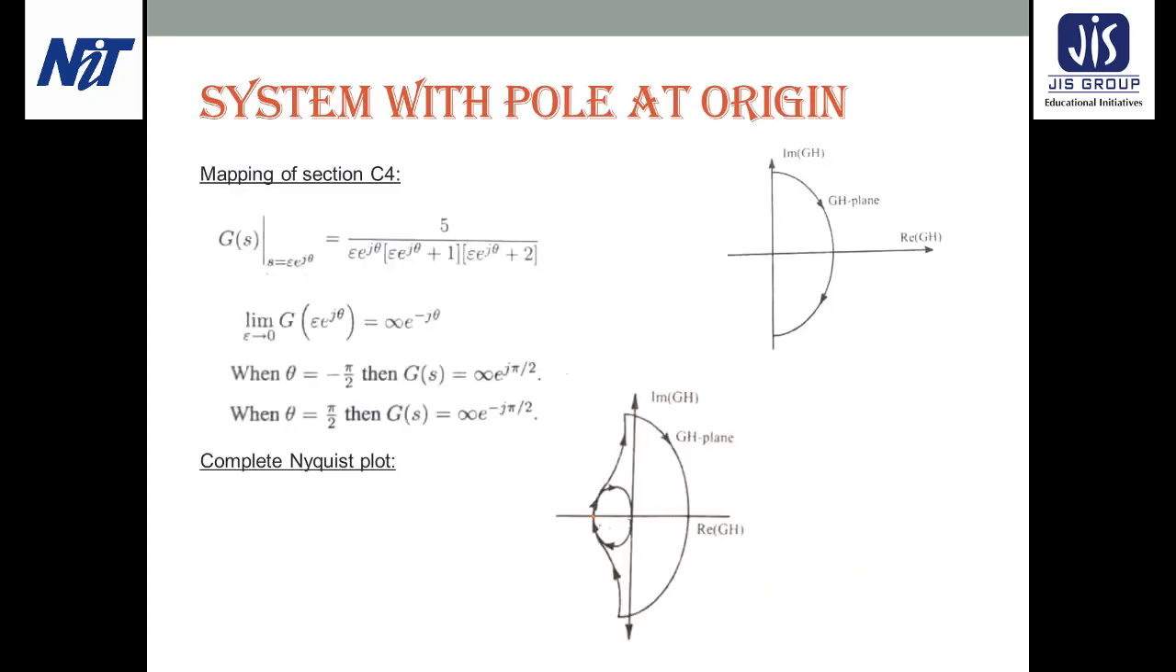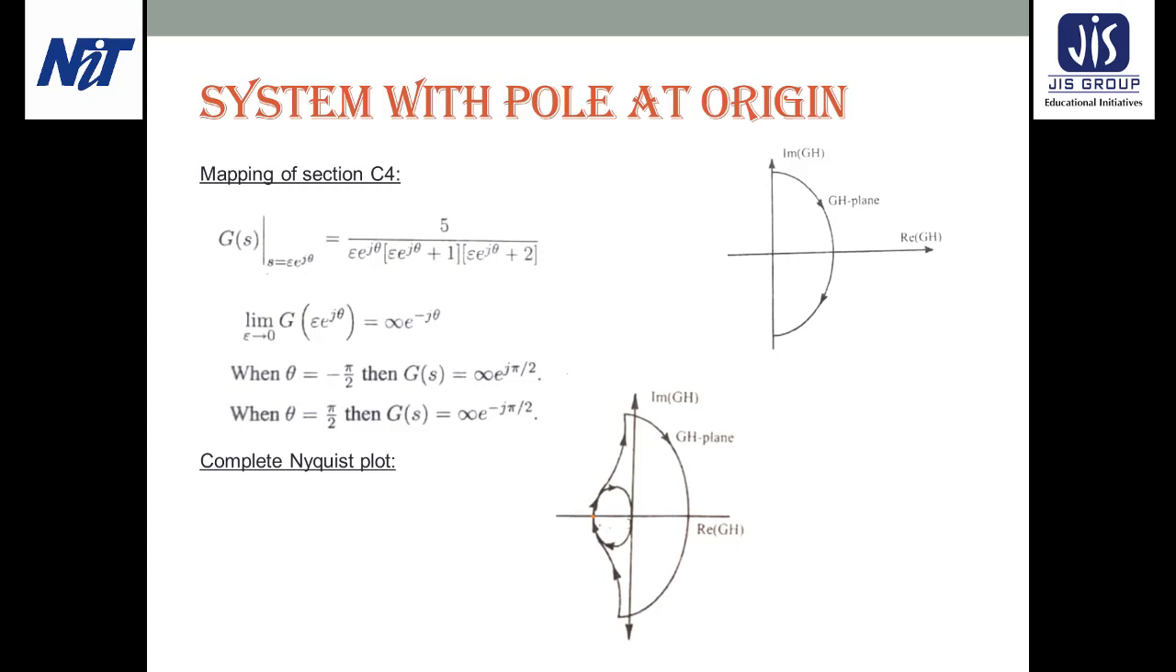So the mapping of the C4 section from the S plane into the GS plane can be obtained by substituting s equal to epsilon e to the power j theta, where epsilon tends to 0. So if we put that, then it becomes infinite e to the power minus j theta. Now for the C4 section theta is varying from minus pi by 2 to plus pi by 2, because the direction of C2 and the direction of C4 is opposite.